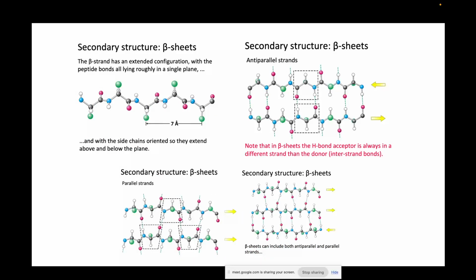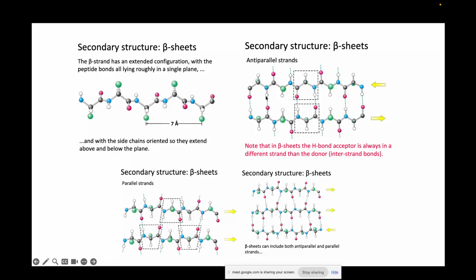And there are also beta sheets, which are basically sheet-like structures which form anti-parallel strands. As you can see, this example is showing that the big groups are facing each other. So you have these anti-parallel strands. In the beta sheet, the hydrogen bond acceptor is always in a different strand than the donor. So these are sheets, like so.